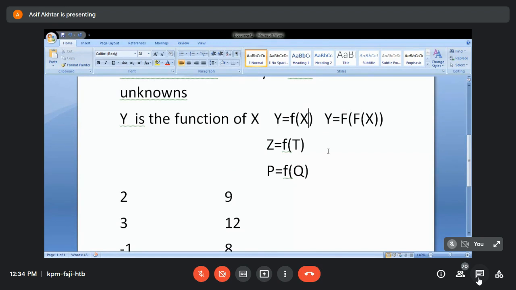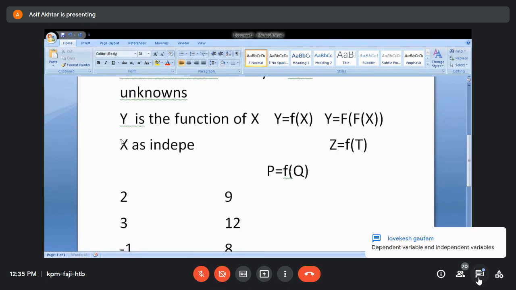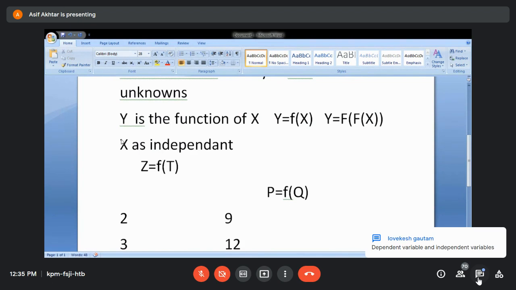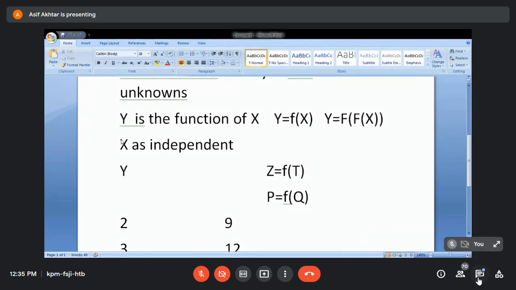One more terminology that I would like to tell you with the help of this expression, that y is a function of x. That means the value of y depends on the value of x. I'm repeating, I'm saying y is a function of x, that means the value of y is dependent on x. The value of z is dependent on t. The value of p is dependent on q. And that is why we have x as independent variable, and y as dependent variable.